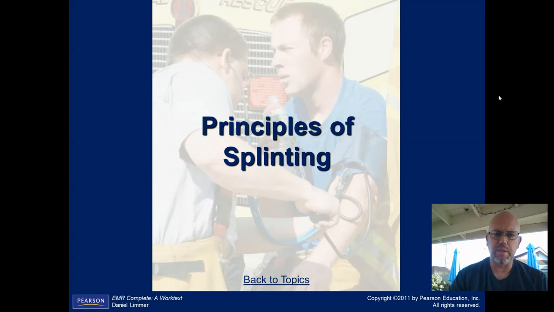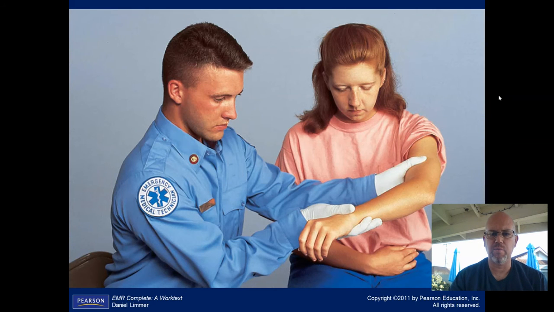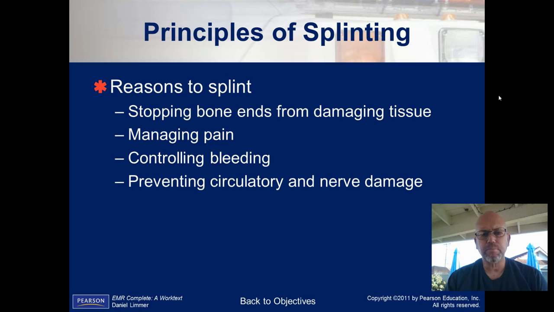Principles of splinting. And I think we're going to stop. Well, let's go. So basically, again, we're stabilizing the injury, okay, to manage it. Reasons we need a splint: stopping bone ends from damaging tissue, managing pain, controlling any bleeding that might happen, and preventing circulation and nerve damage.